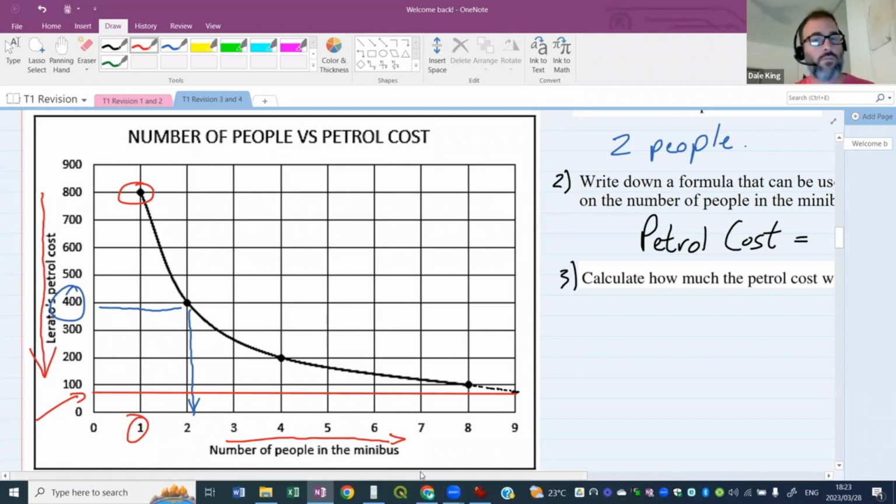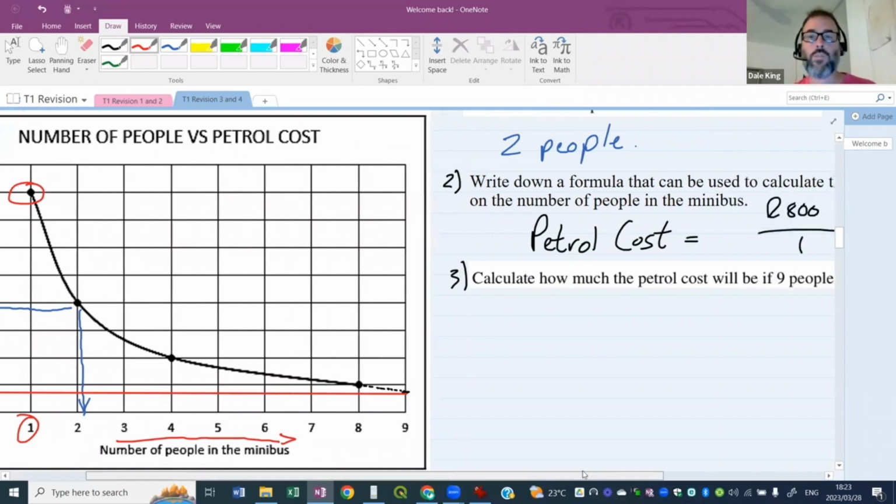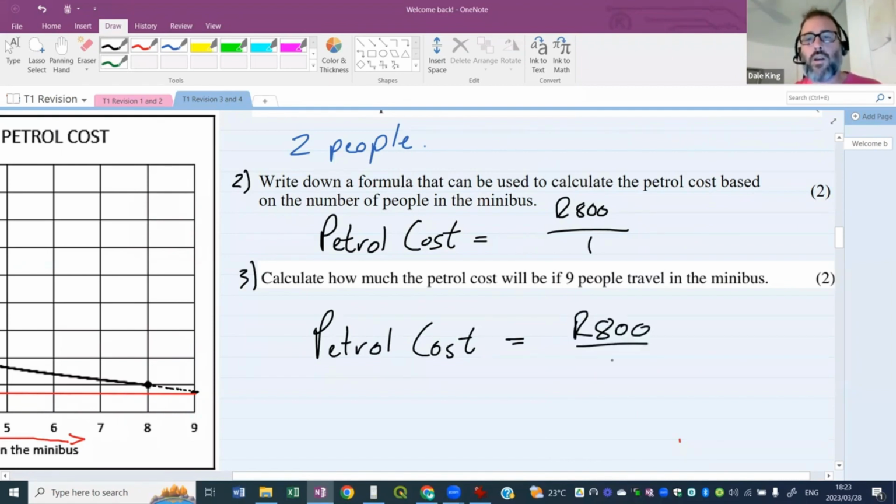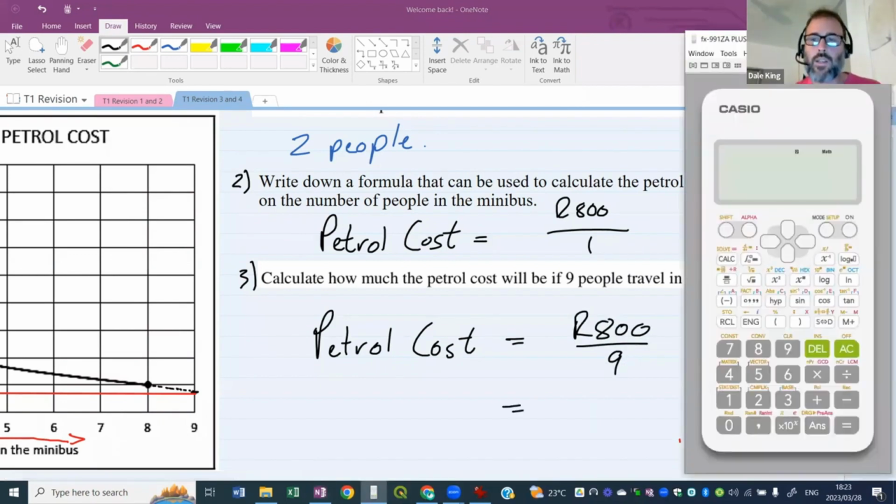The line isn't drawn. You want to use the graph like this, but in this case, the formula is actually going to make it a lot easier for us to find. And you guys have got answers already. So let's use the formula. So the petrol cost using our formula is 800 Rand divided by 9. That's the number of people. All right. And we're going to get the calculator to do the work for us. I'm sure you guys did that. So we got 800 divided by 9.